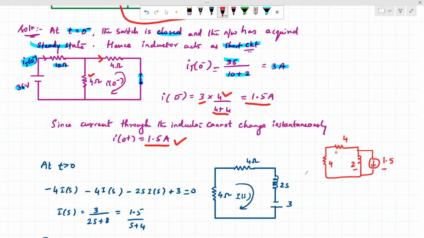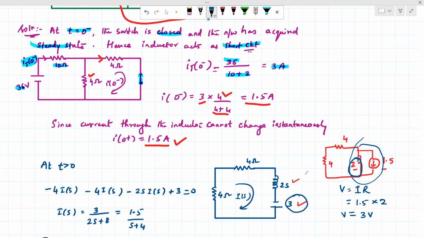So by using source transformation, we have converted the current source along with the parallel resistance into a voltage source along with the series resistance. How? V is equal to I into R. So V is equal to 1.5 into 4, the resistance value, and the voltage will be equal to 6 volt.